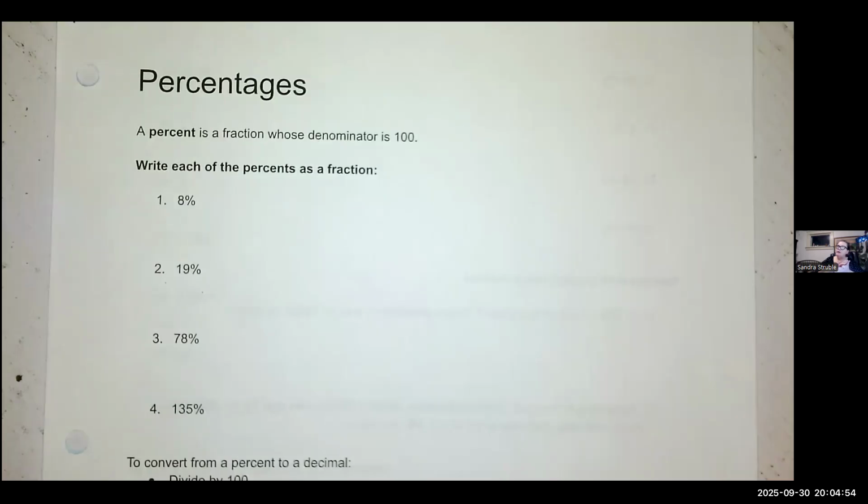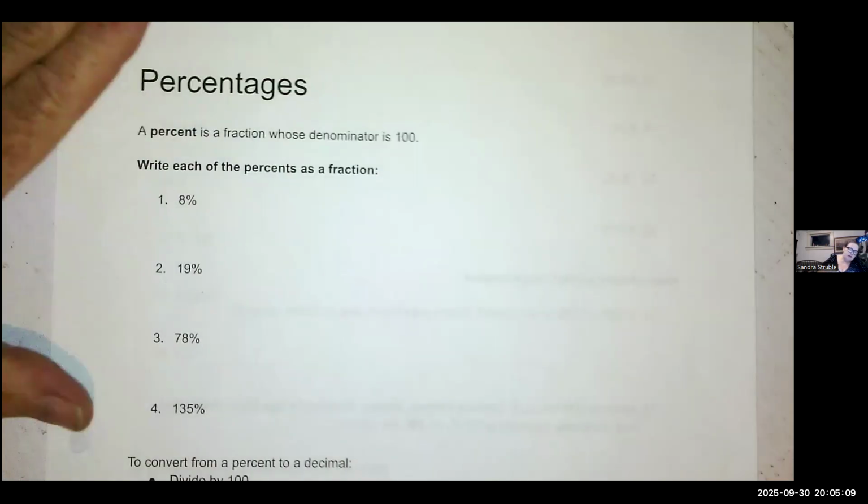So anytime you want to change from a percent to a fraction, you just need to remove the percent sign and divide the number by 100. Now, if you can reduce, reduce. But if you can't, let's just leave it as it is.